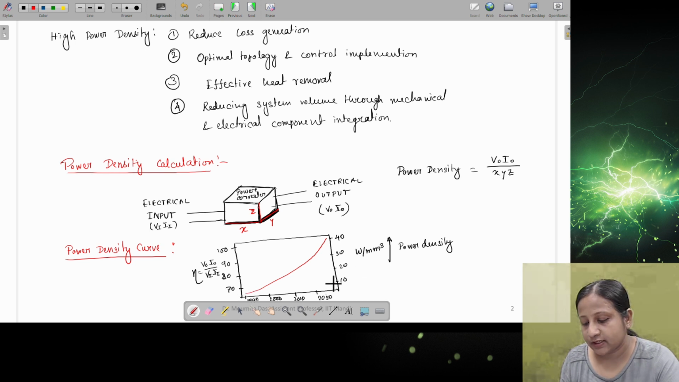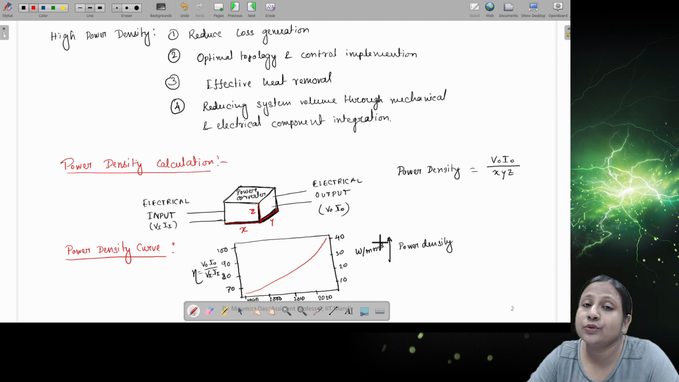So you can see in 1990, the efficiency and the power density both were on the low side. Efficiency was low and the power density was also low. As time progressed, you can see the efficiency also increased and the power density also increased, and this is due to the development, one part of it, of these wide bandgap devices.